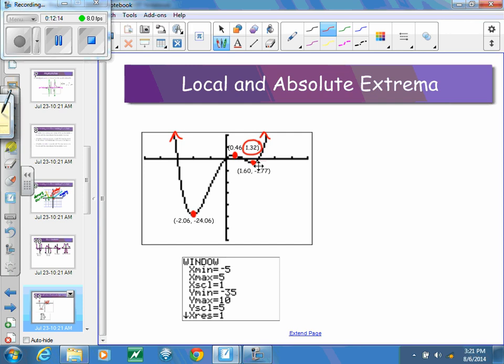So when I think about this, I like to think about our local minimums, our absolute minimum extrema. Those are all of our valleys. And when we talk about local maximums or absolute maximum extrema, we're talking about all the hills that go on with a graph.